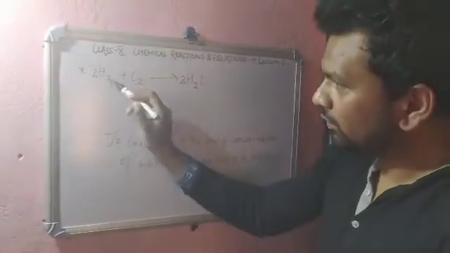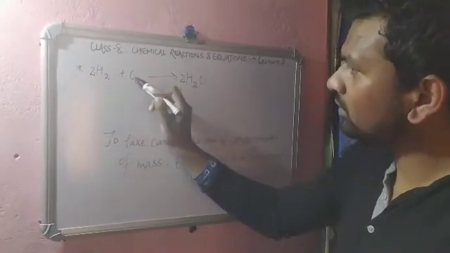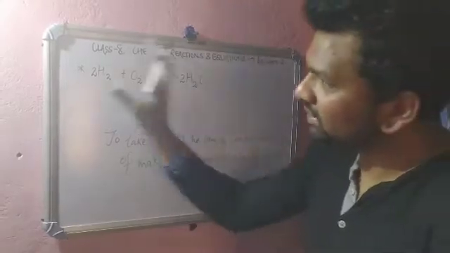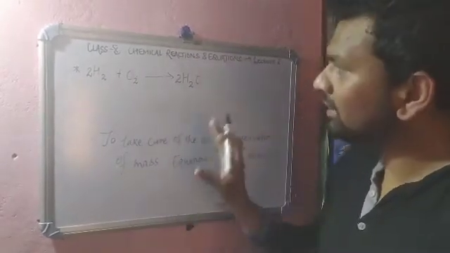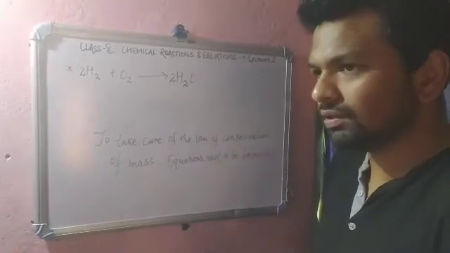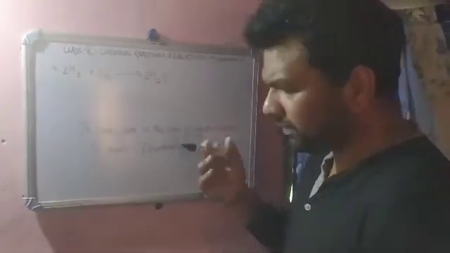So now check. 2 into 2, 4 atoms of hydrogen, and 2 into 2, 4 atoms of hydrogen; 2 atoms of oxygen and 2 atoms of oxygen. Now this equation is balanced, and this chemical reaction occurs in nature. Okay. Now let me take a few more examples.